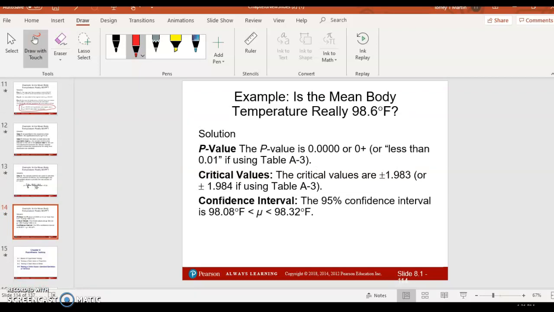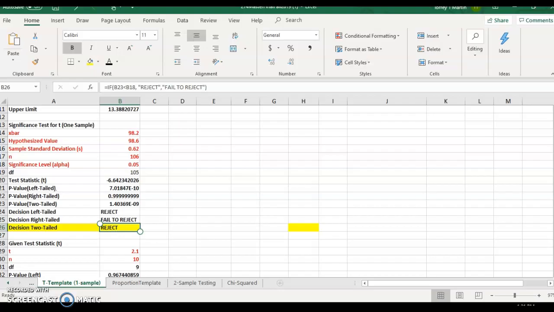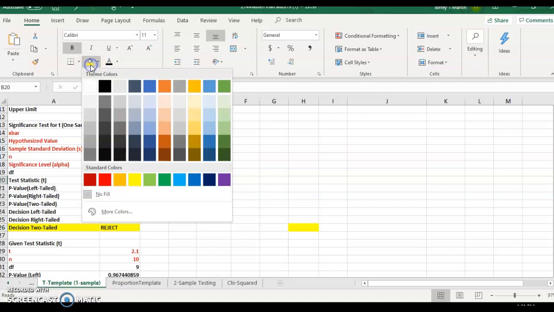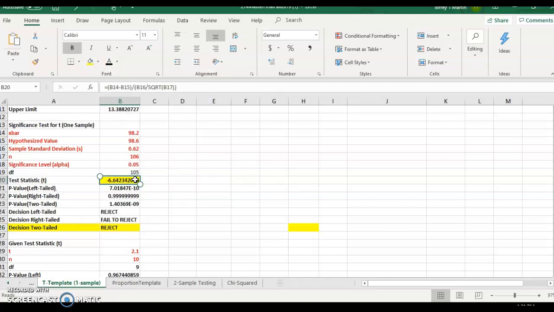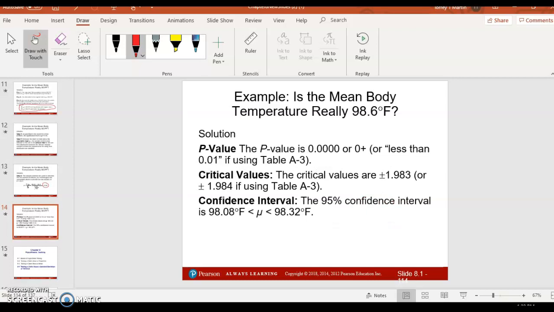All right. So here we get our test statistic, which is what we get in the Excel. And so we know that we need to actually reject the null. All right. Now again, they're just talking about the p-value here. It is less than 0.05, so we would need to reject, and that is all.